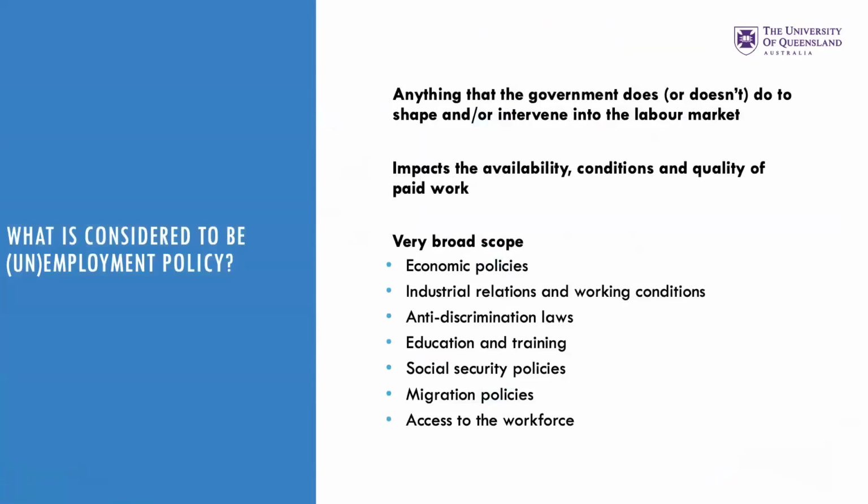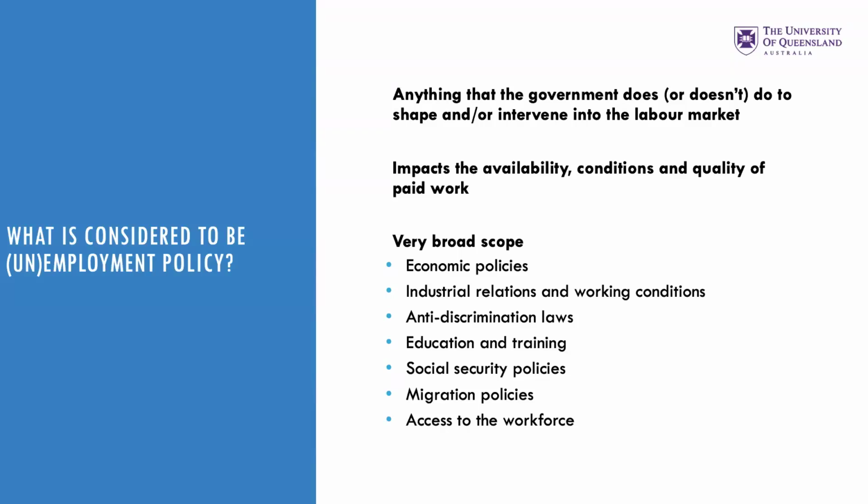So what is considered to be employment or unemployment policy? It's really anything that the government does or doesn't do to shape or intervene in the labor market. If you can recall what we said in week 1, government inaction is also regarded as a social policy intervention. Maybe the government perceives that the situation is not problematic enough to deserve a policy intervention. That's still considered an aspect of social policy. So we shouldn't always look at it as actions being taken, but also inaction can be regarded as an important aspect of social policy.